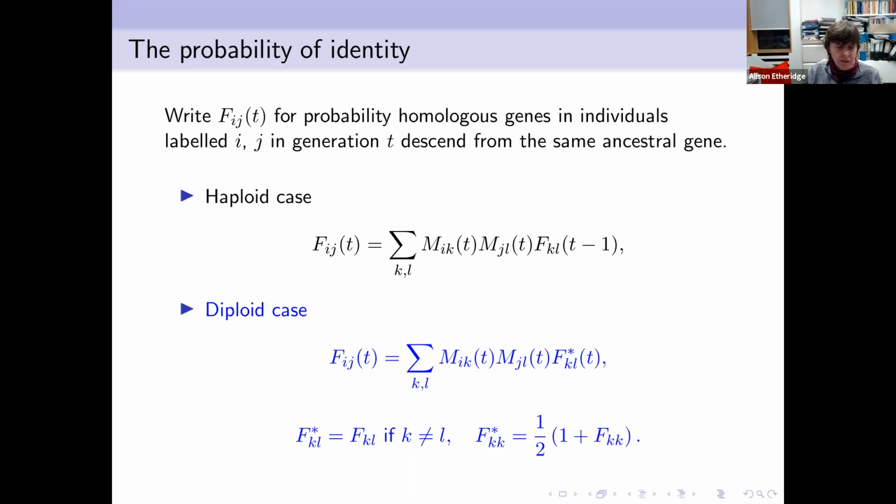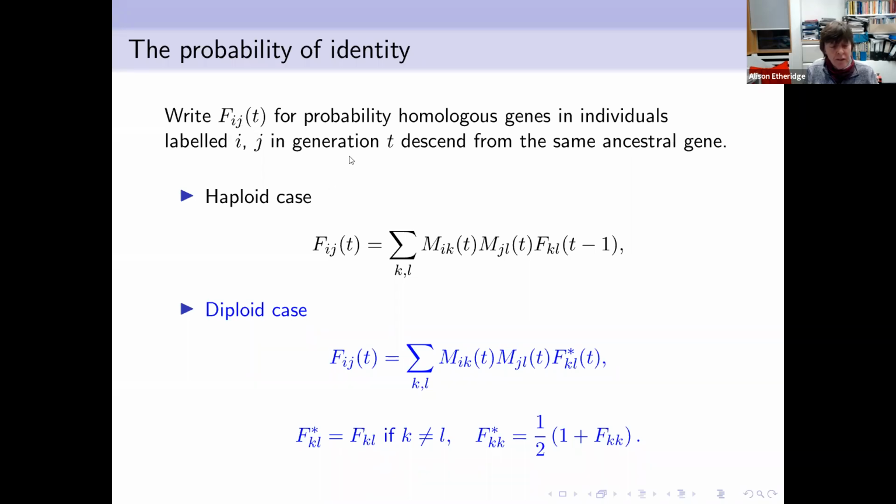And the probability of identity, as I said before, is just this: if I take 2 homologous genes, so 2 corresponding genes at the same position, in individuals labeled I and J, alive in generation T, what is the probability that those 2 genes are descended from a common gene in the ancestral population? That probability is what we call the probability of identity, and we denote it by F for historic reasons.